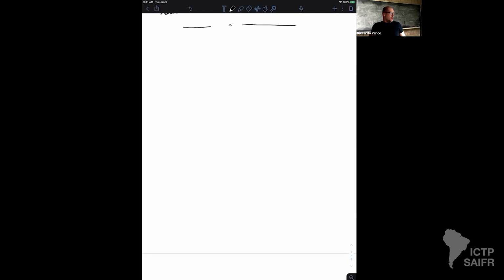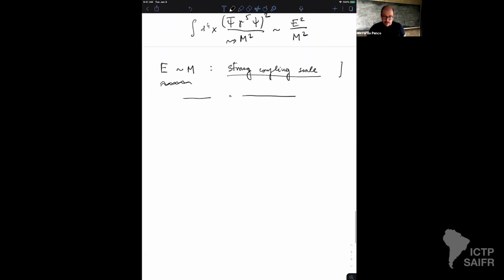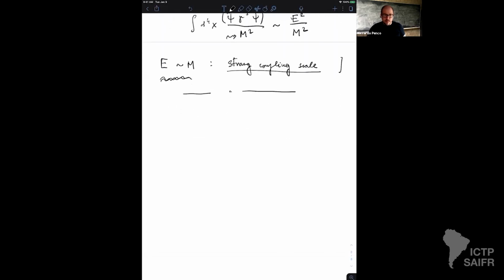Okay, so maybe next time I can give a concrete example of that. I'll check if in my notes I'm already discussing a concrete example where we have an expansion in powers of masses, and if not, I'll try to give you a quick one next time. Okay, great. So for the moment, that's all.